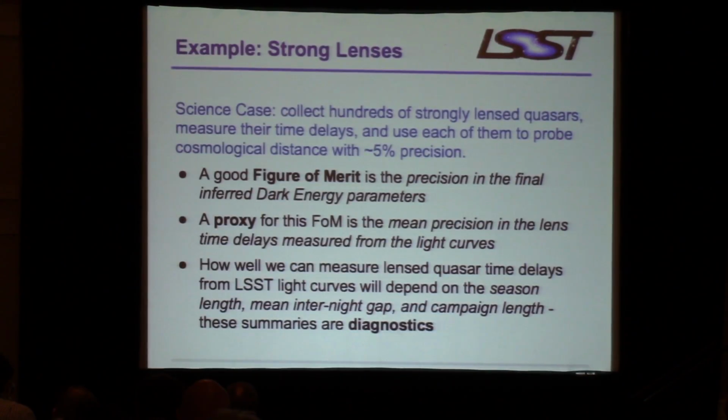So how well we can measure these time delays on a system-by-system basis will depend on the observing strategy. And in particular, we expect it to depend on the length of the season, and that will vary over the sky. We also expect it to depend on the gap, the inter-night gap, so the number of nights between successive observation sets. And also the campaign length. We know that 10-year light curves give more accurate time delays than 3-year light curves, for example. So those three are examples of diagnostics. They summarize the observing pattern so that we can make sense of it.